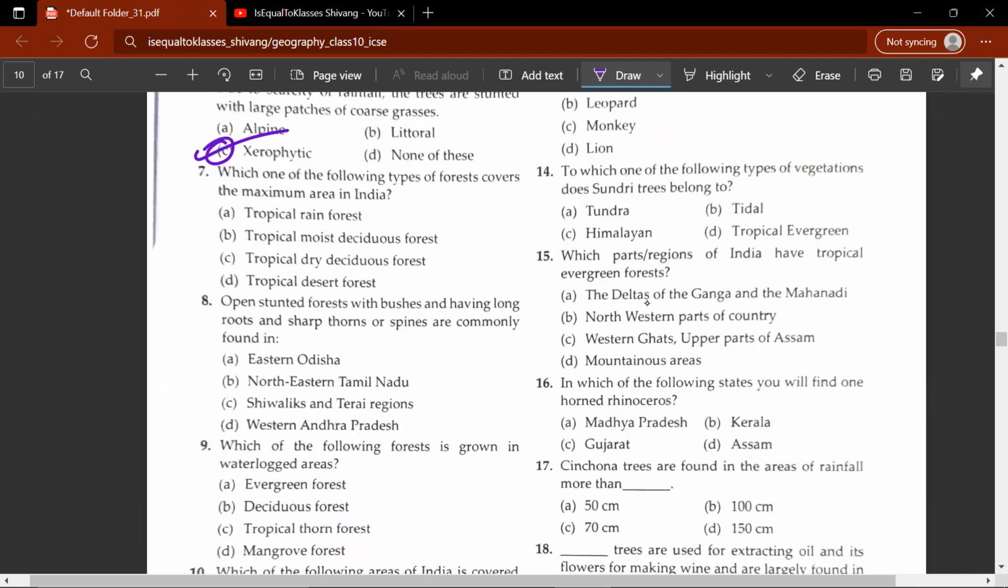These are some adaptations for the desert plants to survive in the harsh climate. Which one of the following types of forest covers the maximum area in India? The correct answer to this would be B, tropical moist deciduous forest. The eighth question, open stunted forests with bushes and having long roots and sharp thorns or spines are commonly found in, so this would be D, Western Andhra Pradesh. So as I said, sharp thorns or spines are basically adaptations for them to survive an unfavorable climate.